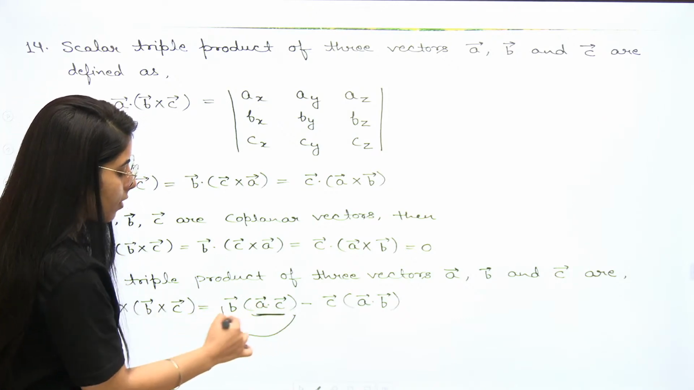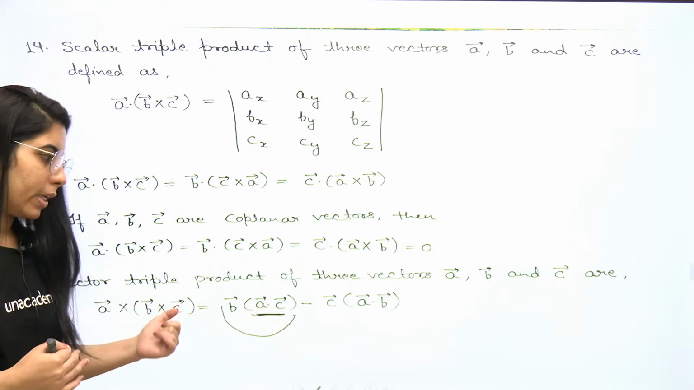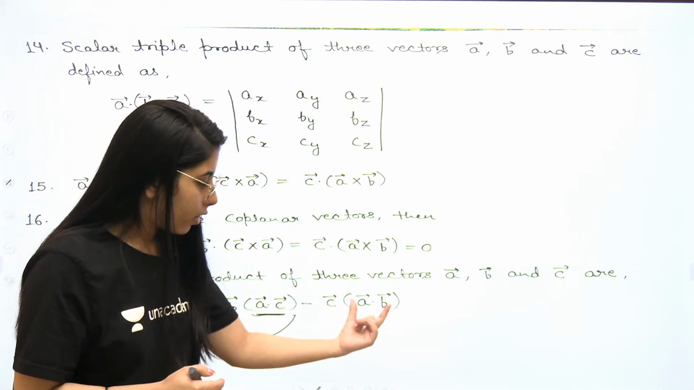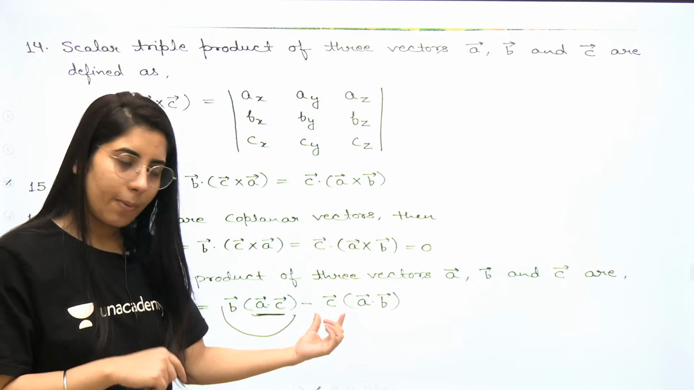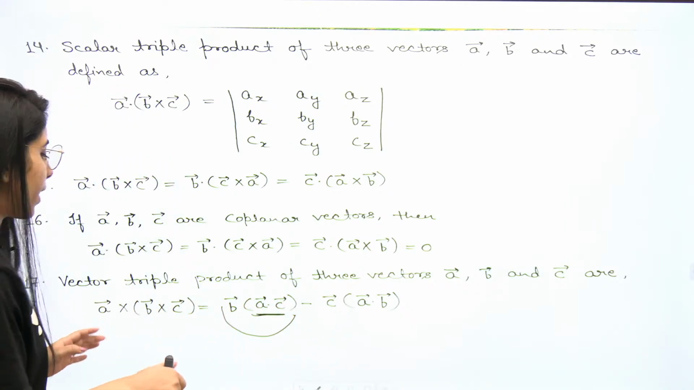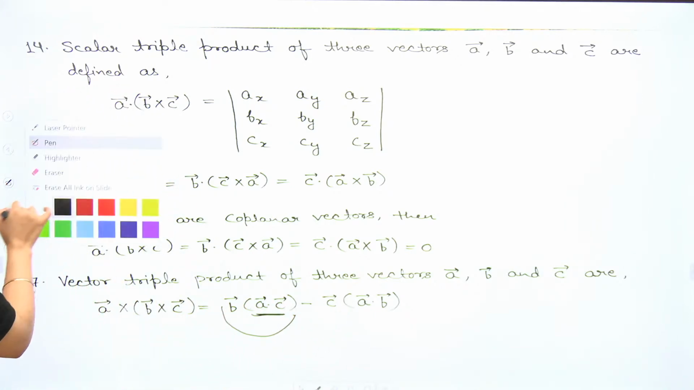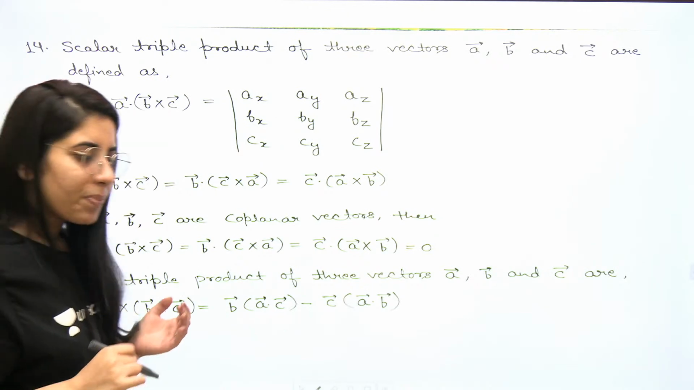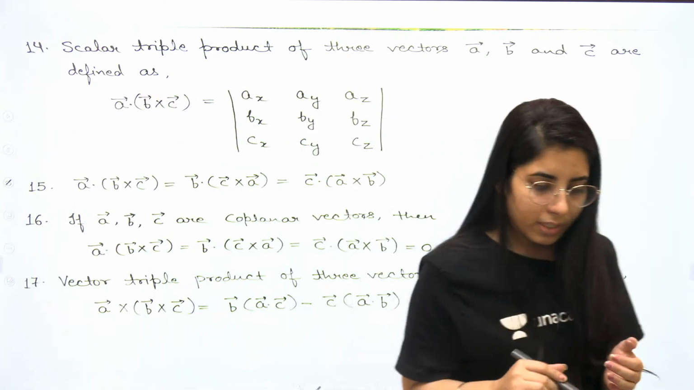Firstly, you can solve this and then the result with B. Firstly, you need to solve A dot B, then the result with C. Done. So that's how you can find it, and this is going to be the vector triple product. So let me know, is everything alright till this point to everyone?